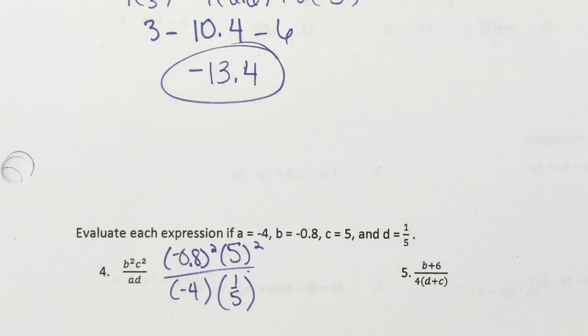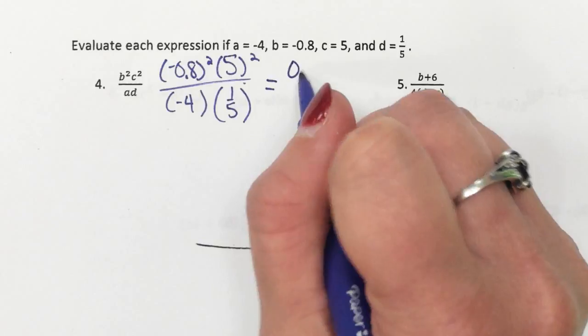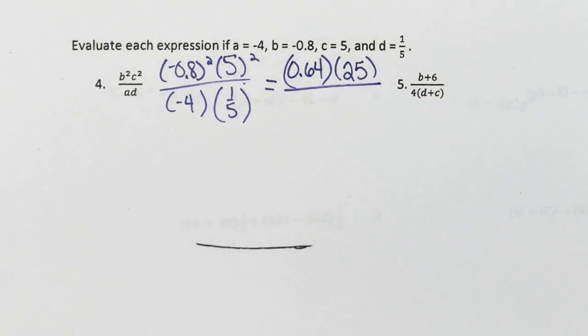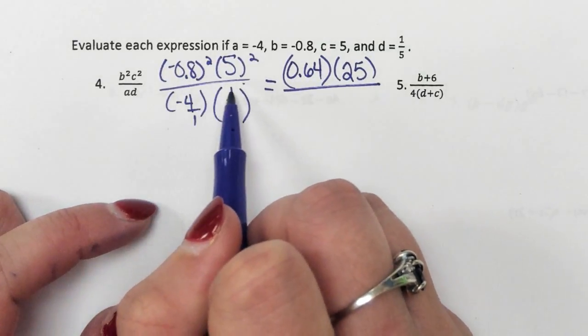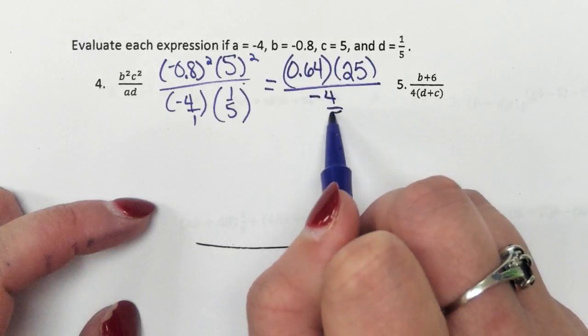All right, what was 0.8 squared? 0.64. And what's 5 squared? 25. All right, how do I multiply a number and a fraction? What do I do to the 4 first? Put a 4 over 1. There you go. And then just multiply. What do I get when I multiply here? Yeah, and here? All right, so I should get negative 4 over 5.